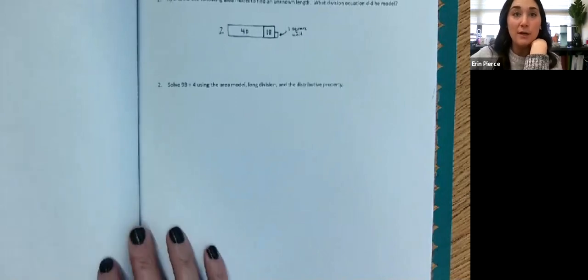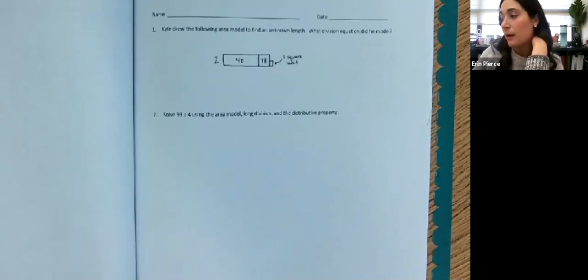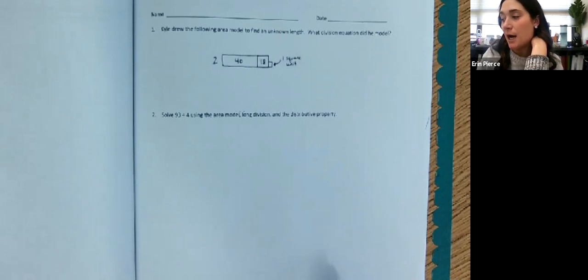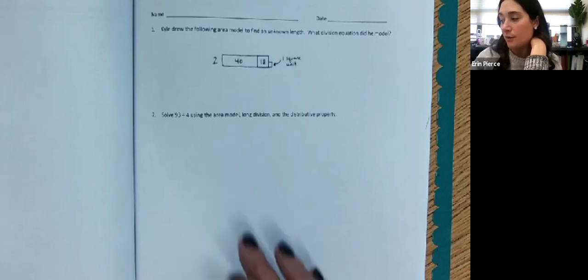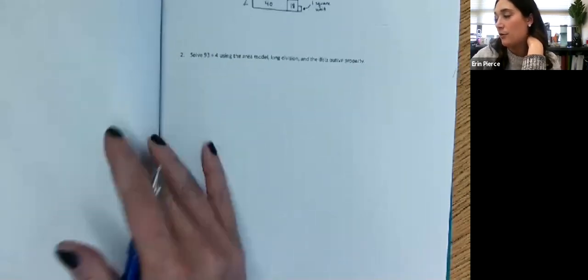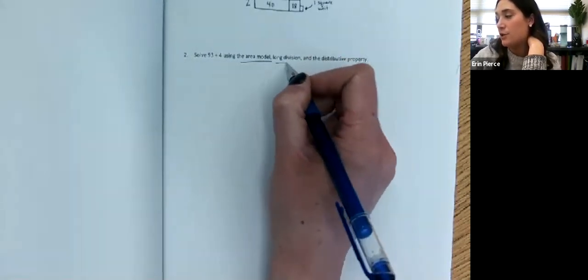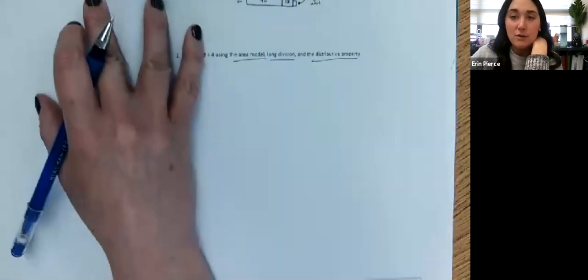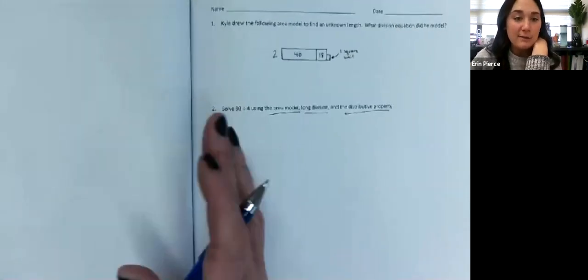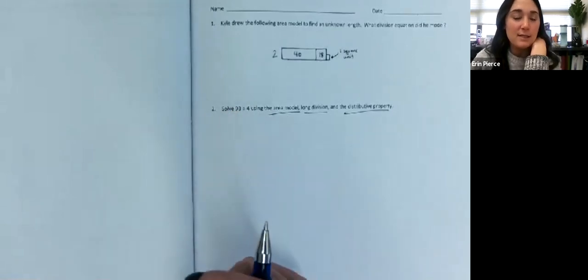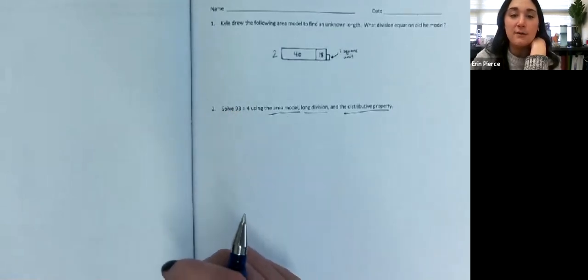Your exit ticket is on page 141. You're going to look at the picture that Kyle drew to find the unknown length. What is the division equation that he modeled? And then you're going to solve using area model, long division, or distributive property. You're going to decide which one. You don't have to do all three. So I'm glad that you guys stayed on, because it looks like some friends signed off before I was done giving directions.